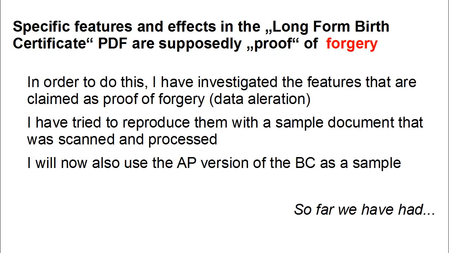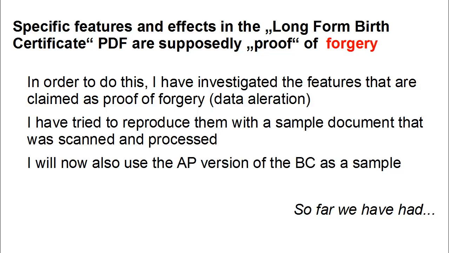So in order to do this, I have investigated the features that are claimed as proof of forgery, that is, data alteration, and I've tried to reproduce them with a sample document that was scanned and processed, and I will also use the AP version of the birth certificate as a sample. So the idea is, if we process these two completely different files, which have no connection between them, in a similar way and get similar results, then we can assume that in a mass processing where people don't care whether this is the birth certificate of John Doe or Barack Obama, you would get the same results.